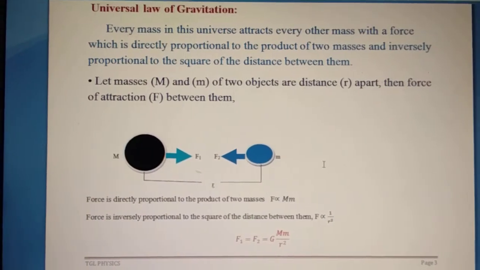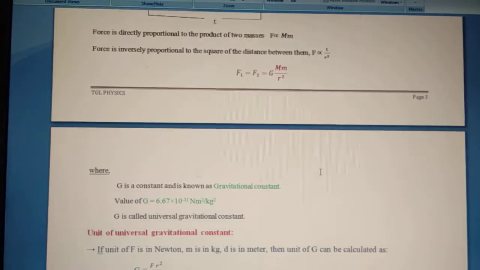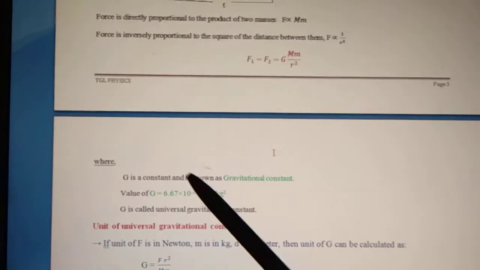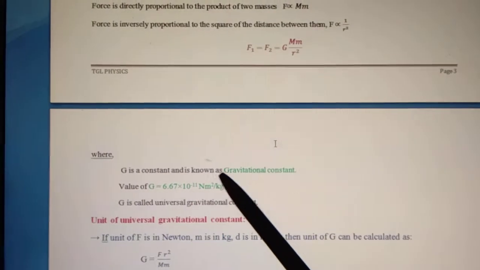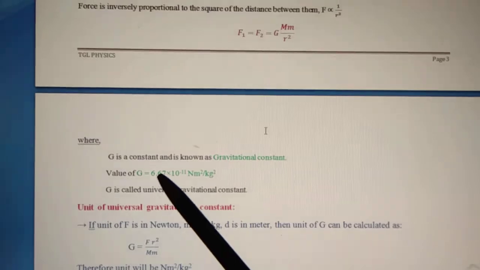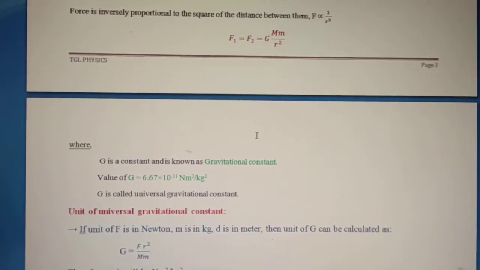Now what is the unit, and what are all the things? Let us consider. G is considered as what here? The constant, the gravitational constant. Its value is 6.67 into 10 to the power of minus 11 Newton meter square per kg square.